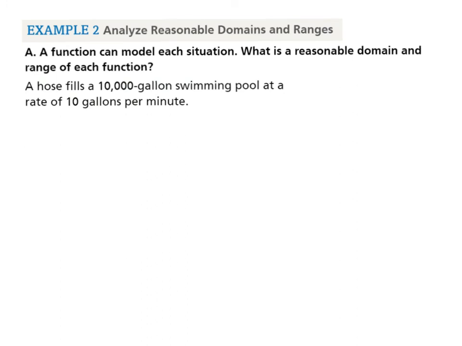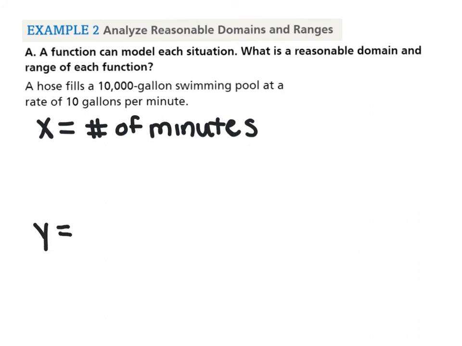In this example, we have to analyze word problems for reasonable domains and ranges. So it says a function can model each situation. What is the reasonable domain and range for each function? Now it says a hose fills a 10,000-gallon swimming pool at a rate of 10 gallons per minute. Now if we identify our variables, x is going to be the number of minutes, and y is going to equal the number of gallons in the pool.